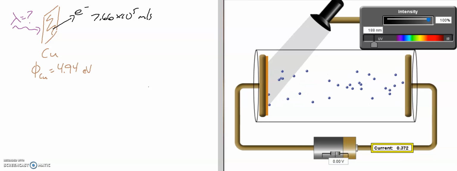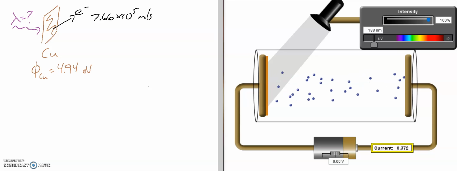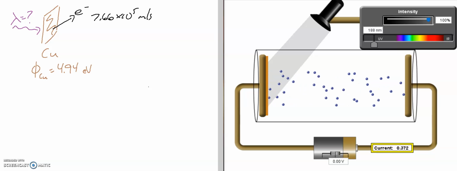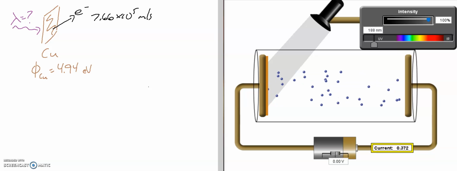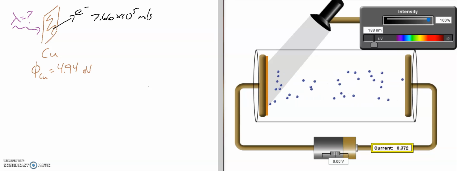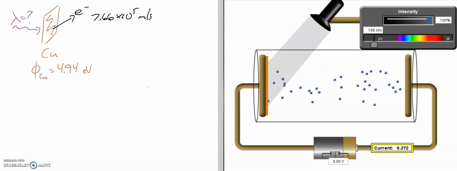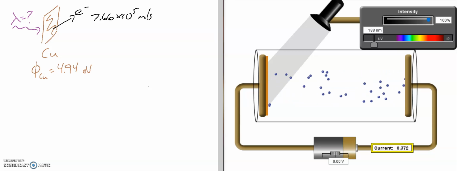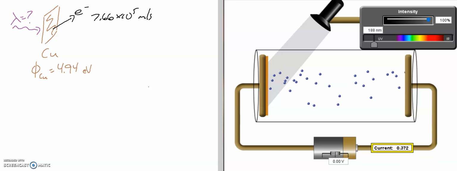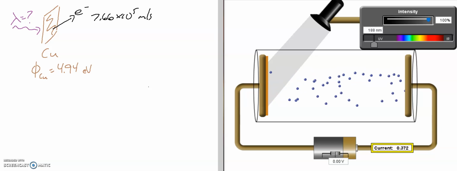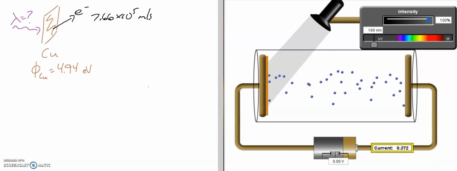We're going to use copper, and I know the work function for copper is around 4.94 electron volts, and that's what's actually set up in the simulation here. I'm using copper in the simulation this time, and I'm going to say the electron's coming off at 7.66 times 10 to the 5 meters per second. We're looking for the wavelength of the light that was coming in to begin with, and I'll see how close it actually matches up to the simulation here. Let's see how close we can get.